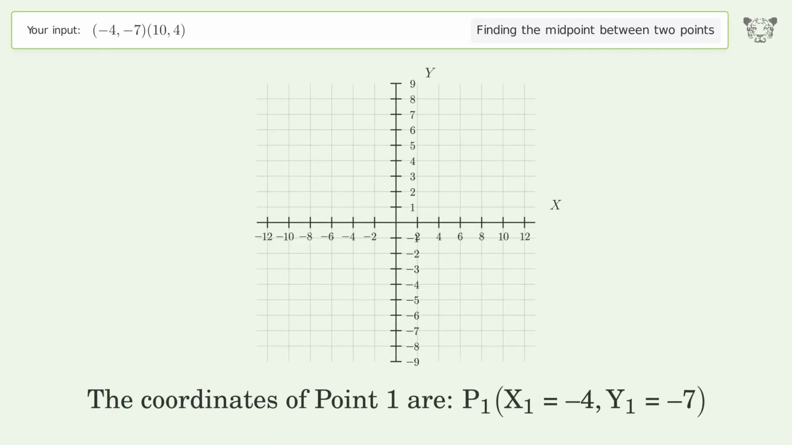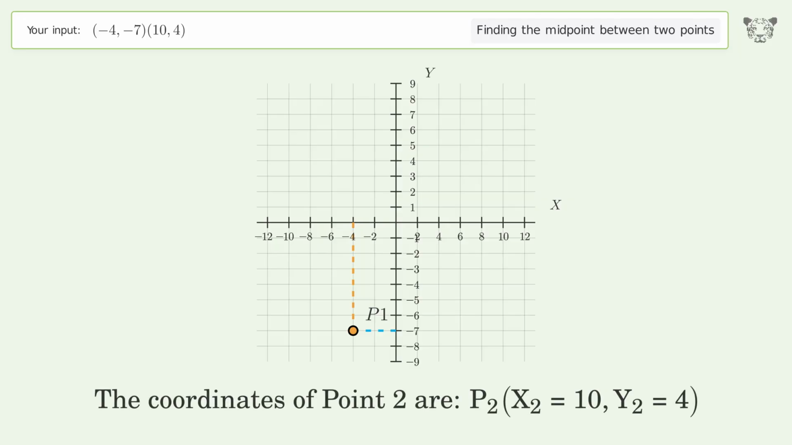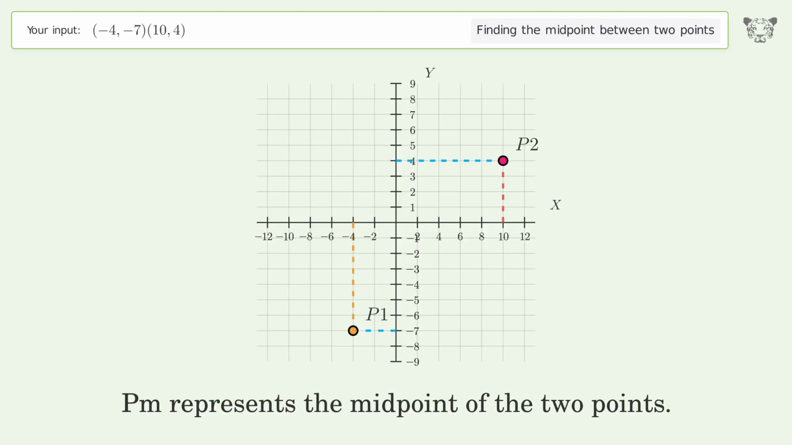The coordinates of point 1 are, x1 equals -4, y1 equals -7. The coordinates of point 2 are, x2 equals 10, y2 equals 4. PM represents the midpoint of the 2 points.